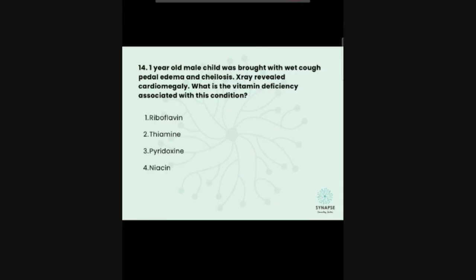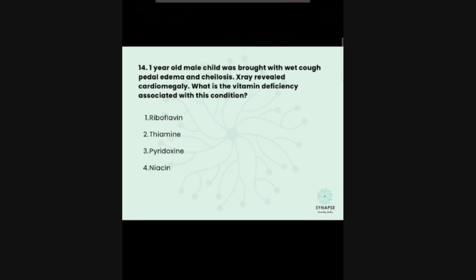When asked which vitamin deficiency causes this, we think of beriberi, thiamine deficiency. We have two divisions, wet beriberi and dry beriberi. Wet beriberi means cardiac manifestations, dry beriberi means neurological manifestations. So beriberi is because of thiamine deficiency. If we replace thiamine, all these symptoms will get reversed. This is also a direct straightforward question.